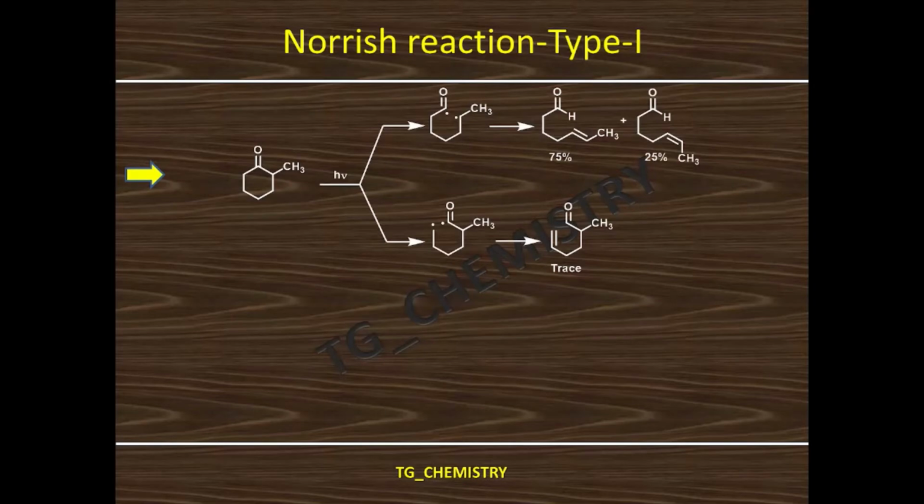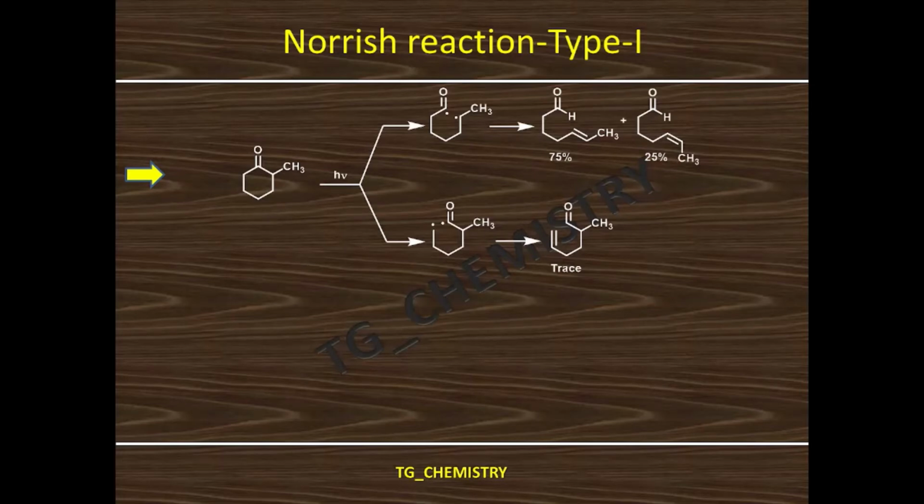With the usual alpha scission, that is, the C-C bond between the carbonyl group and the methyl-substituted carbon, when that cleaves, it yields a product with the trans isomer, which is thermodynamically stable, in 75% yield, compared to the cis isomer of the olefin, which is formed in 25% yield.